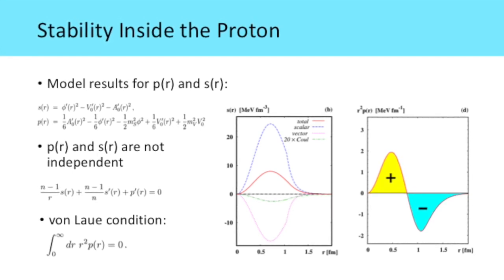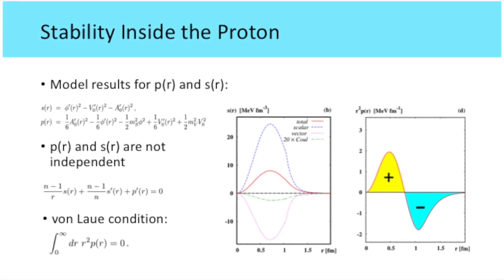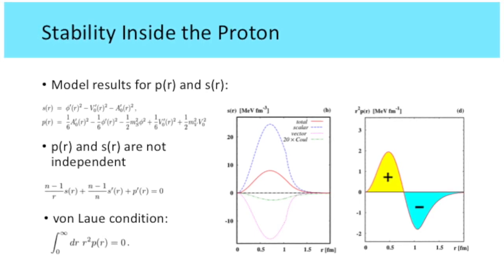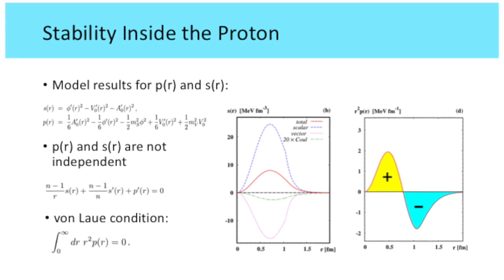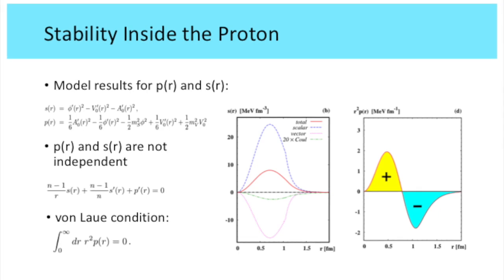femtometers. The von Laue condition is listed at the bottom of the slide and is a necessary but not sufficient condition for stability. The von Laue condition requires that internal forces inside a system must balance each other. The second graph shows how the von Laue condition is satisfied in our model.